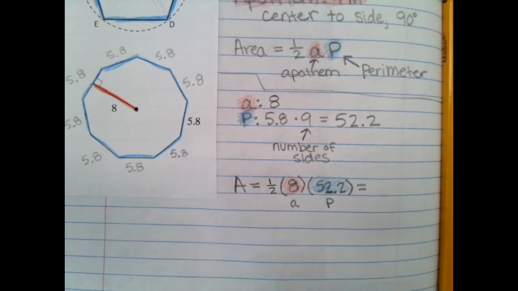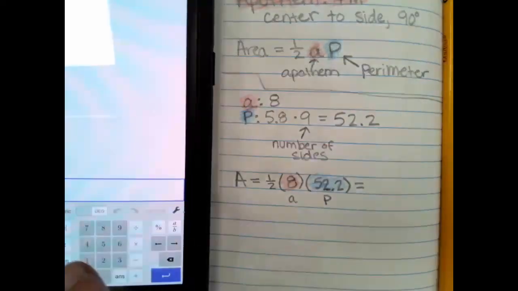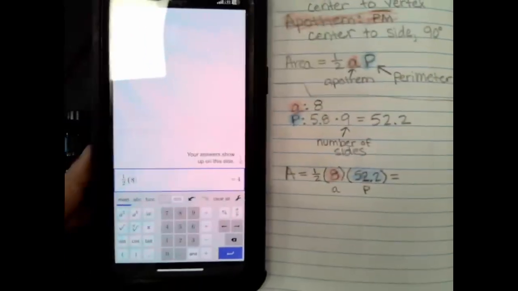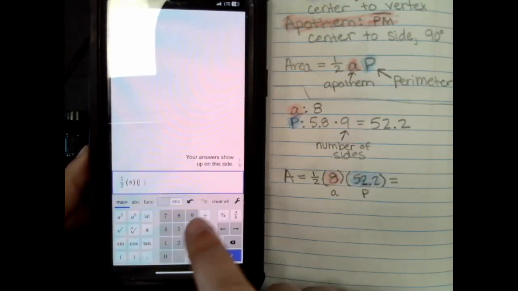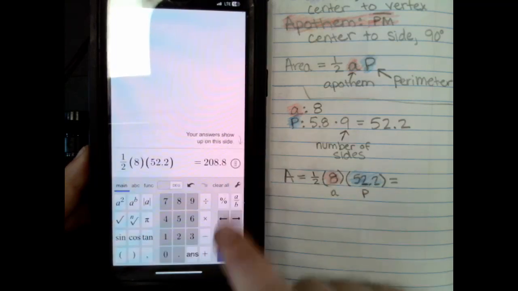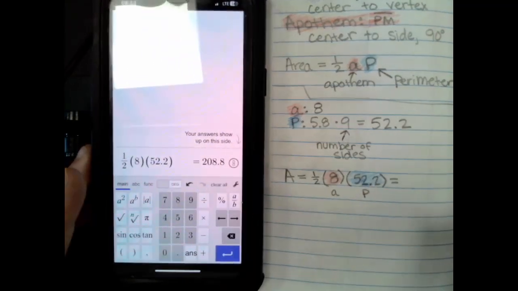I'm going to throw that into my Desmos calculator. That way I can make sure I put in that half correctly. Half of 8 times 52.2. And we get 208.8.